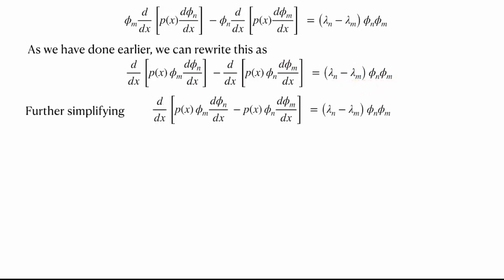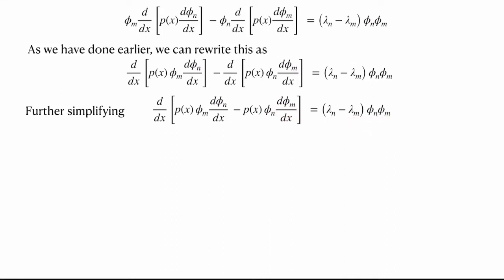We can further simplify this, combine these two terms and write it as d by dx of p(x) phi m d phi n by dx minus p(x) phi n d phi m by dx, which is equal to lambda n minus lambda m into phi n into phi m.